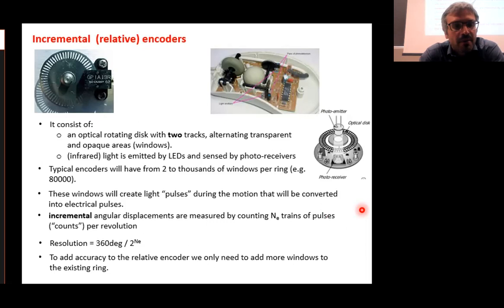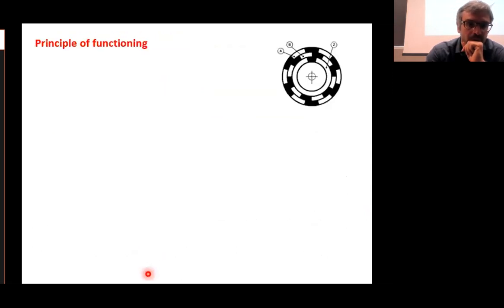To add accuracy to the relative encoder, we need to add more windows to the existing ring. If you have many, many windows per revolution, you have much more possibility of creating pulses. And so you are able to have a better resolution because you're able to discriminate between smaller angular displacements. So N is the number of counts per revolution.